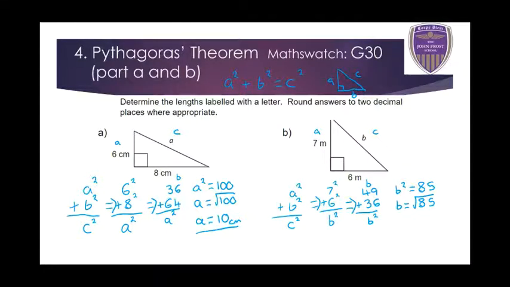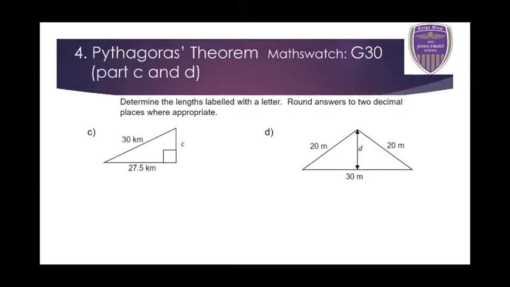Now, I highly doubt you know this without a calculator, but if you were to get a calculator and type in the square root of 85 to 2 decimal places, which is what the question asks you for, you would find that it is 9.22 meters, okay? So in those questions we found the long side of a triangle. And the next two, we're going to find one of the short sides.